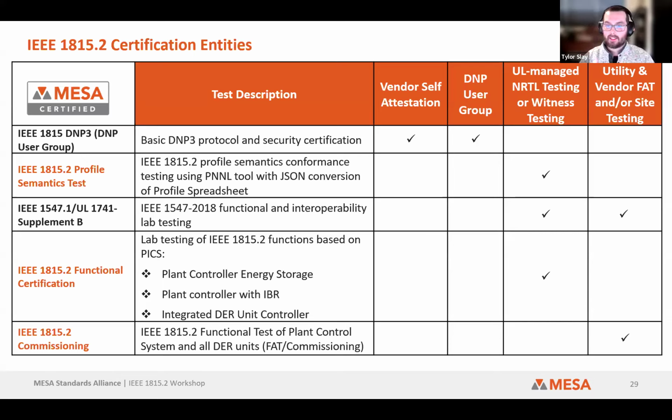We have the semantic profile test, which is kind of covered by the UL/MESA working together with our test tools. We have the 1741 SB for our functional test procedures, also covered by UL as the certifying entity. And the 1815.2, those additional functions that we are adding on top of 1547.1, will also be covered by UL, but it is to be determined how that fits in with the 1741 SB, because they are new functions, so they may need some amendments.